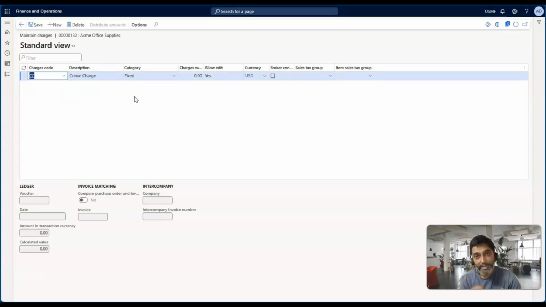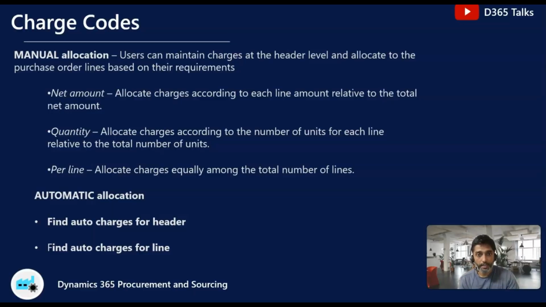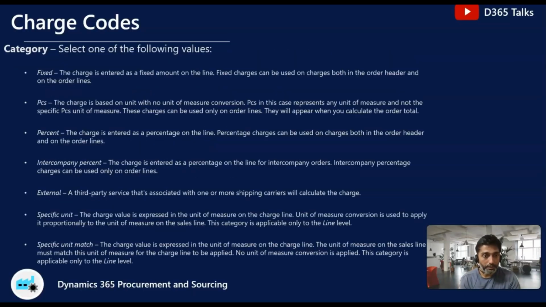So right now we are manually assigning this charge. It can be fixed or percent or intercompany percent, external, proportional. I will also quickly share the slide where I have explained these details. I will strongly recommend you to pause this video to go through the fundamental definition of the difference between fixed, pieces, percent, and what kind of category you are supposed to use. I will also share the link for the Microsoft Dynamics 365 docs page where you can also go through these details.